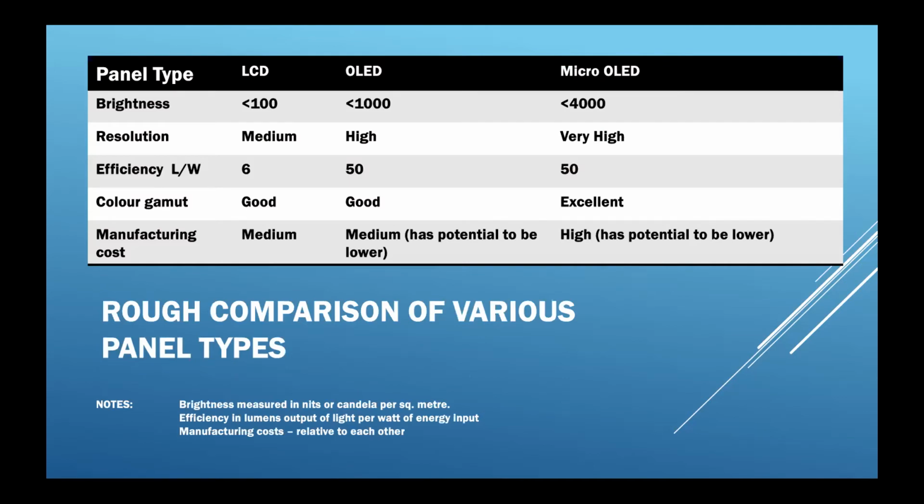Because I begin to realize I'm running on for time, here's a quick comparison of brightnesses and resolutions. Manufacturing costs, micro LED is very high. They've got a very high resolution. They're relatively efficient, excellent color gamut. And we're going to sidebar with the nits. That's why I wanted to get to this before we finish. We'll spend the last 3 or 4 minutes on just measurements.